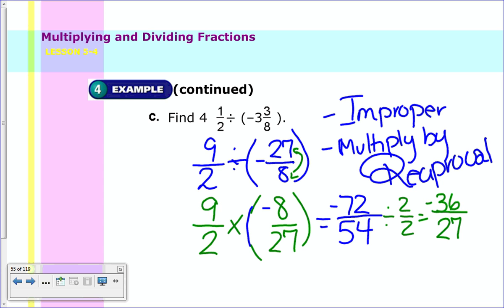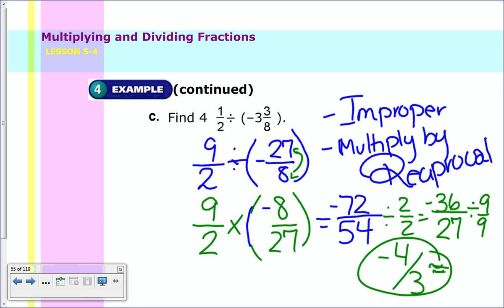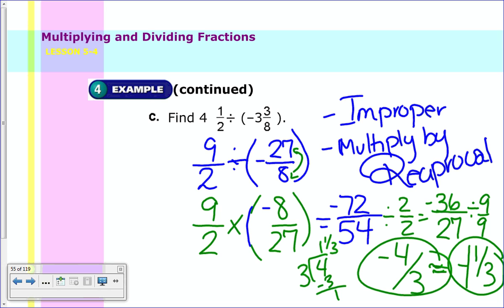Then I have negative 36/27, which can be simplified. I know 9 goes into both of those. Negative 36 divided by 9 is negative 4. 27 divided by 9 is 3. I get negative 4/3, or negative 1 1/3. Again, if you divide that out, 4 over 3, 3 goes in there once, and that leaves me with a fraction of 1/3. So negative 1 1/3. Usually, if they started as a mixed number, they want your answer written as a mixed number as well.